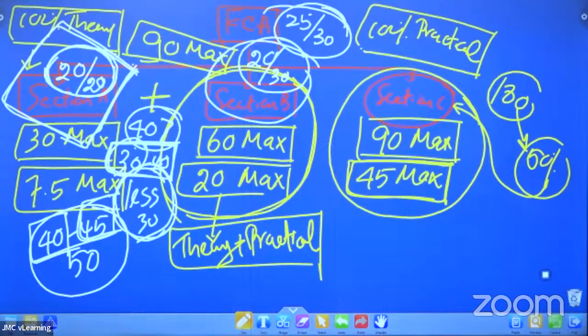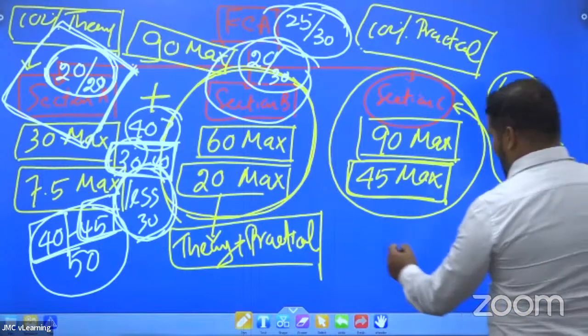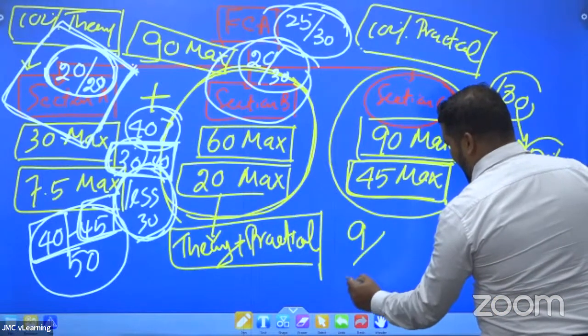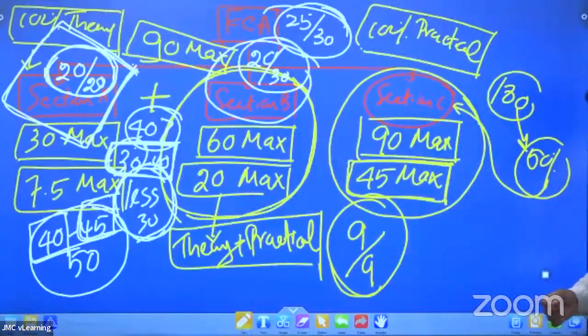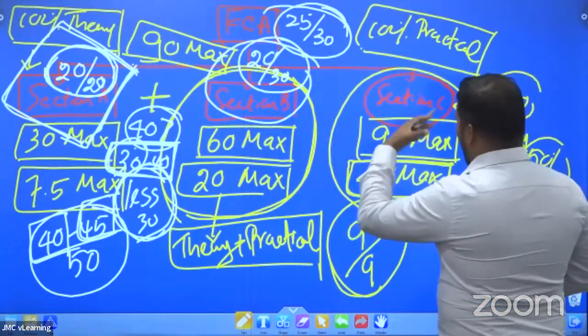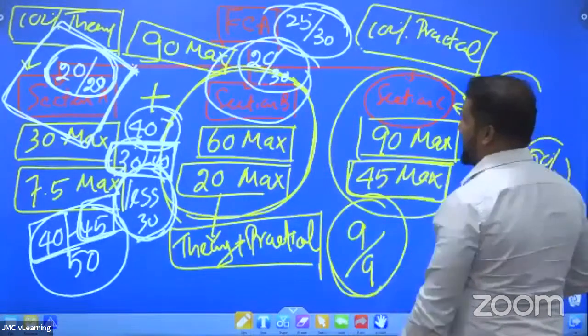Okay. Someone is asking, sir, what's the order of questions you recommend? Basically, you cannot have a specific order. So you have altogether 9 questions in the paper. Out of that 9, you need to write answer for all the 9 questions. You don't have optional questions, right? So therefore, I cannot recommend that you should start from section C, section B, and section A.